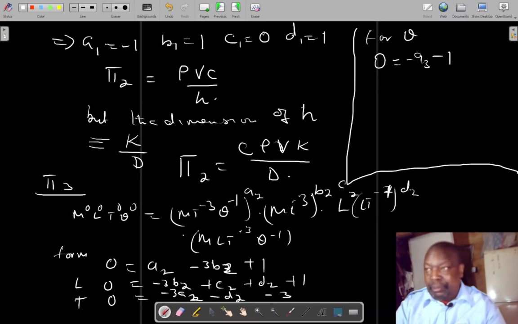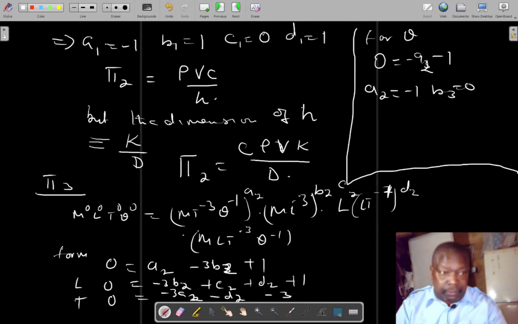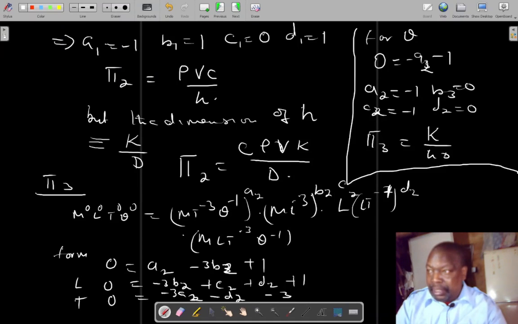Solving the simultaneous equations, you get A2 is equal to negative 1, B3 is equal to 0, C2 is equal to negative 1, and D2 is equal to 0, such that your pi term 3 now is equal to K over HD. So it means that K over HD, that is the pi term 3.